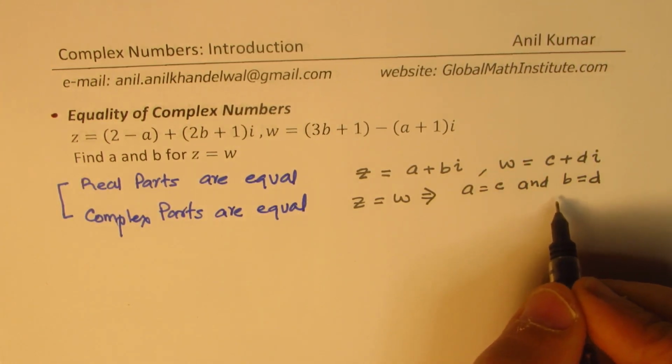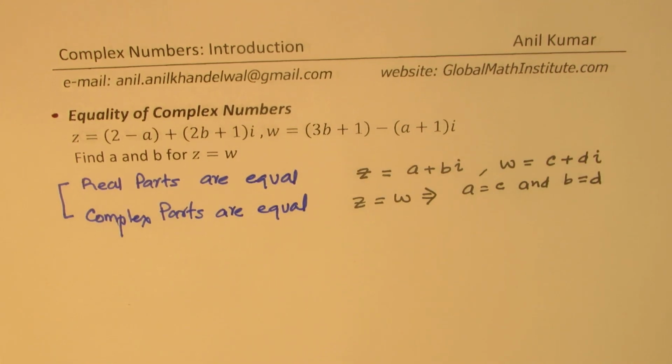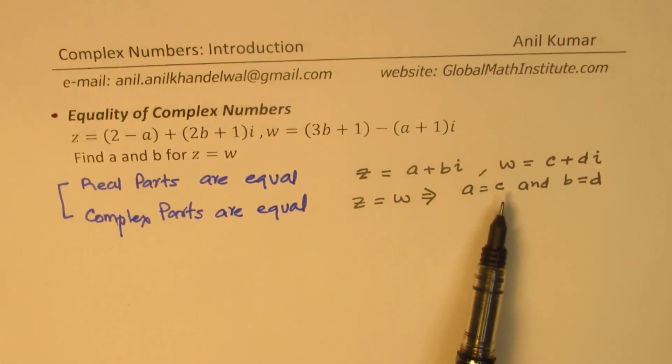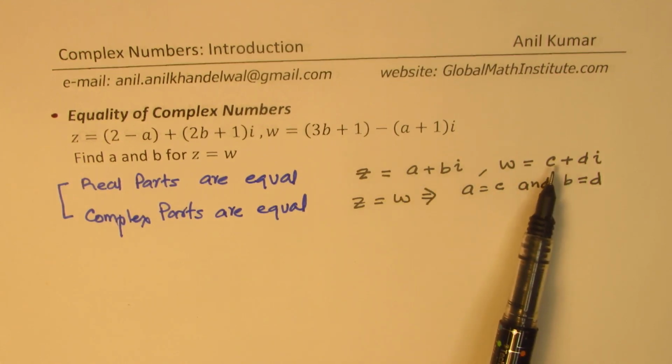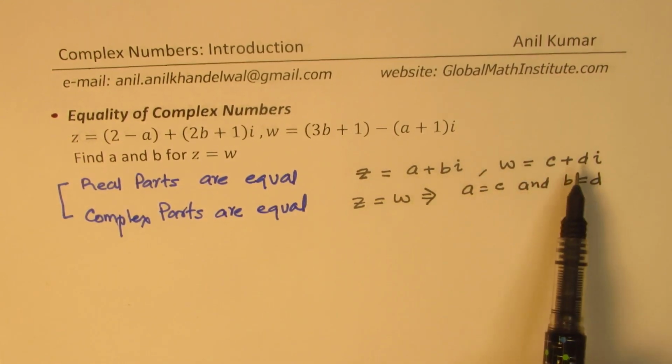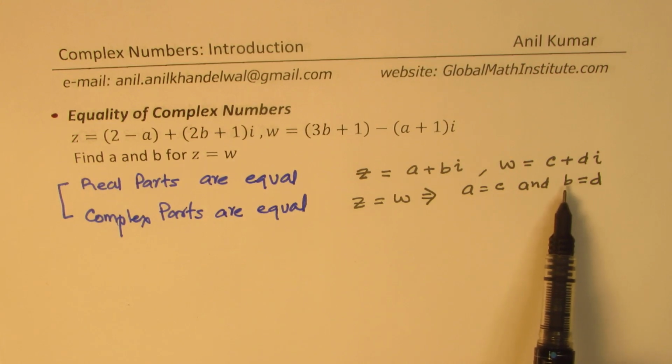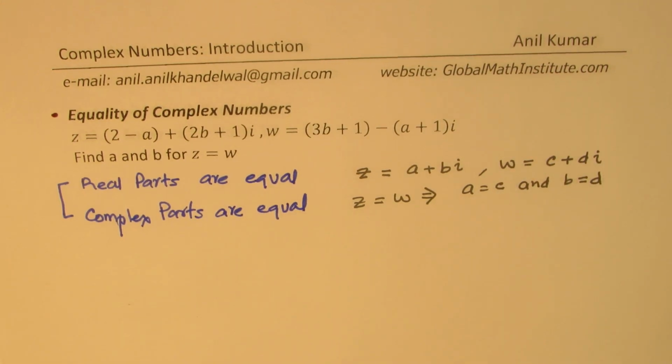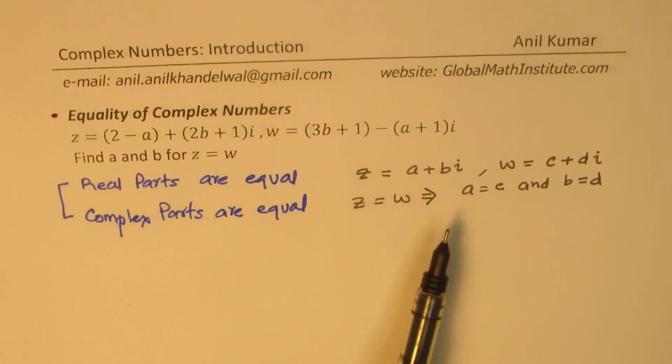You can write I also, but you can write the coefficients also, right? So that really means that A is equal to C. That means the real parts are equal and the complex parts BI and DI are also equal. So we have written B and D, I and I cancel. Is that clear to you? So that is the concept. With that, we are going to solve this particular question.